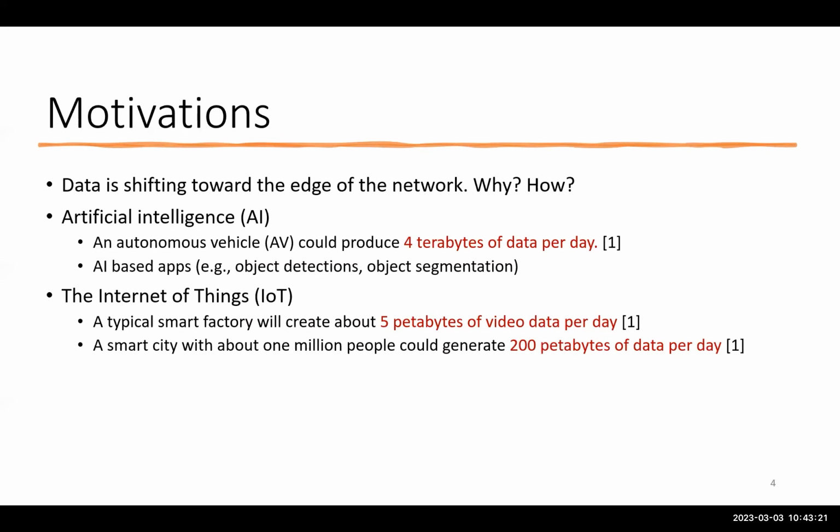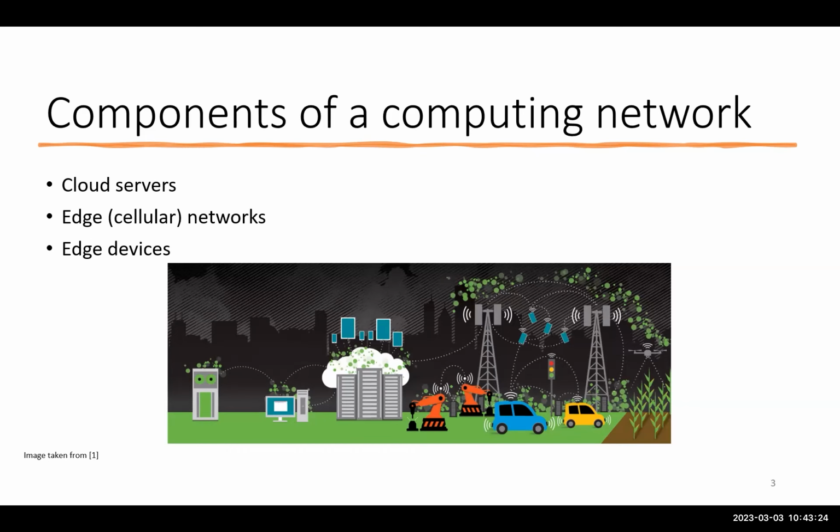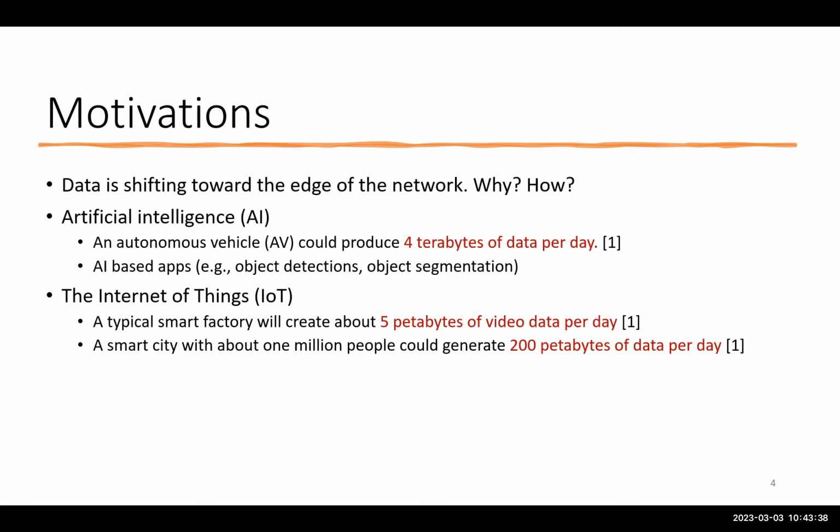But what is happening? If you look at this picture again, actually, most of the data was generated and stored at the clouds and then transferred through the network to the edge device. But nowadays, the data generation is shifting toward the edge of the network. Why and how is this happening? This is happening because of the appearance of AI and the Internet of Things. An autonomous vehicle can produce up to 4 terabytes of data per day. A smart factory can produce 5 terabytes of video stream per day. All of this data is generated at the edge of the network.